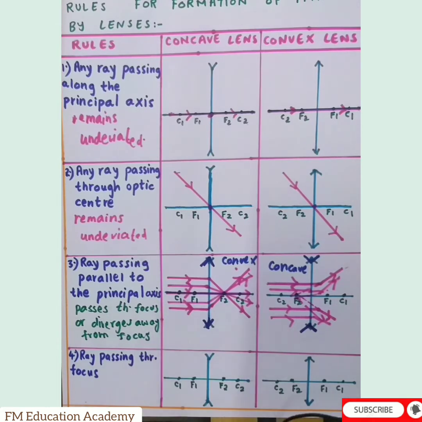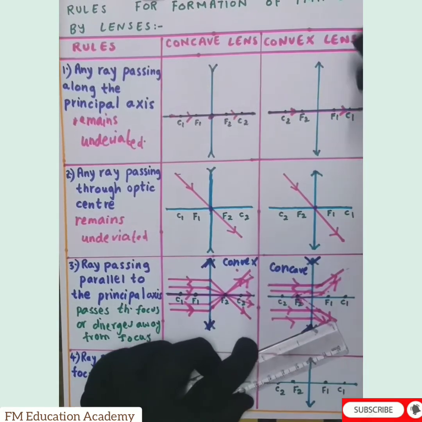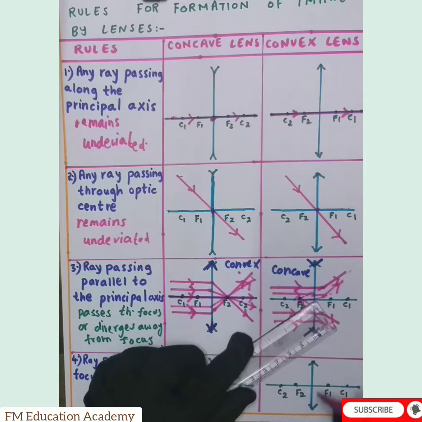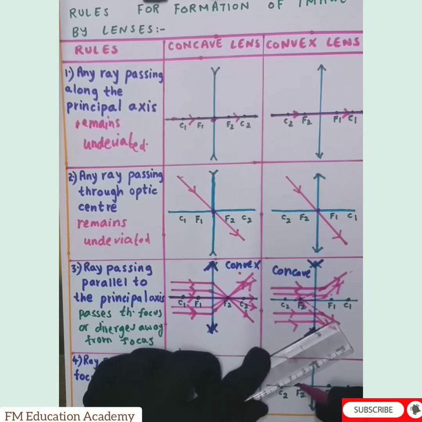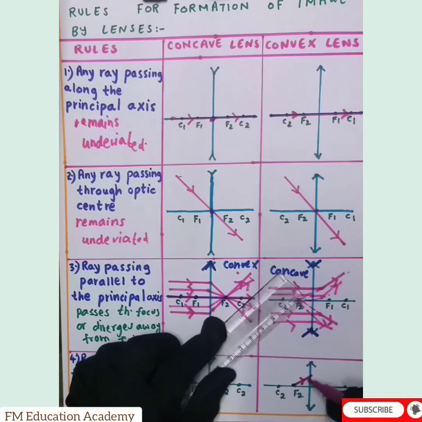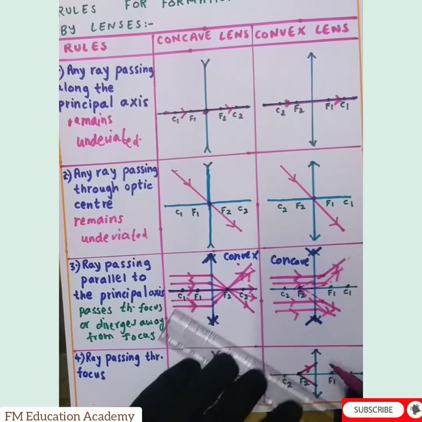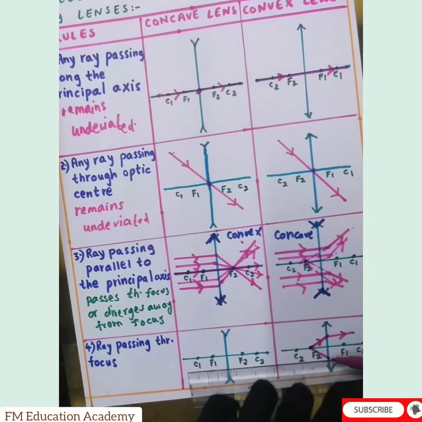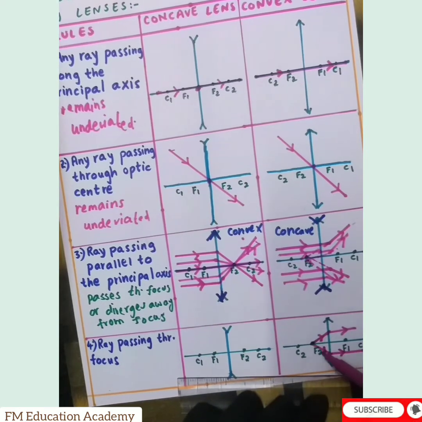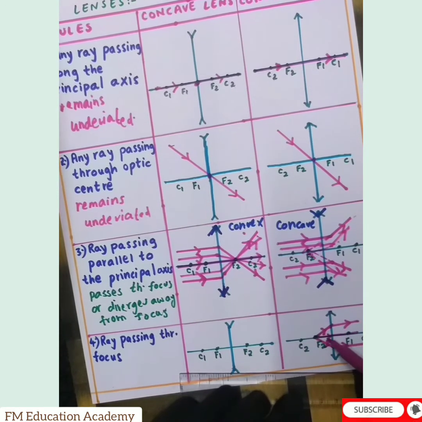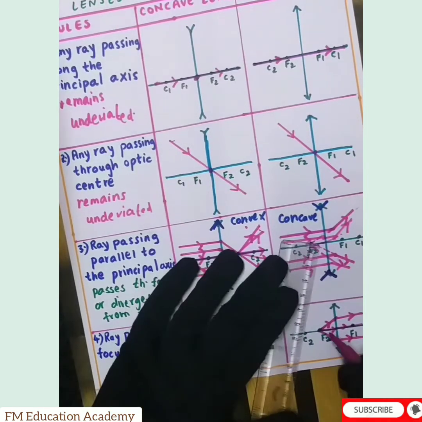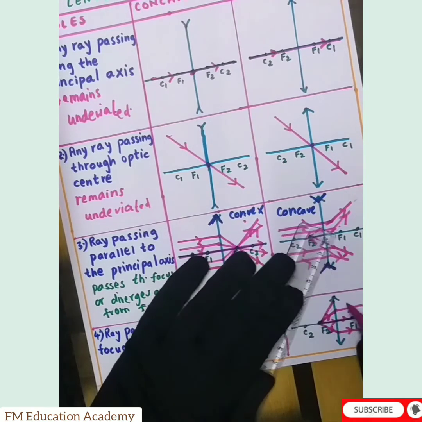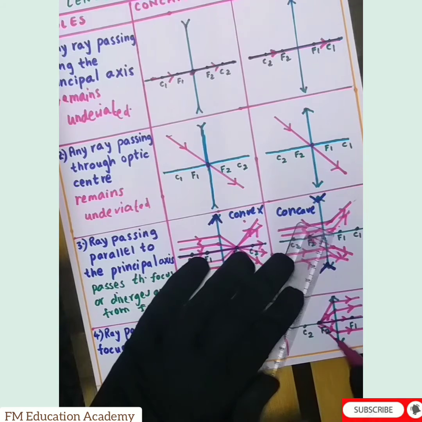It is the opposite of the third rule. In a convex lens, this is my convex lens, because the arrows are outward. The rays are coming like this, pointing outward from the focus, and they will emerge parallel to the principal axis. Similarly, the rays are coming outside, they will be parallel to the principal axis. A ray going through the optic center will pass through undeviated, but a ray coming from the focus will be parallel to the principal axis in a convex lens.